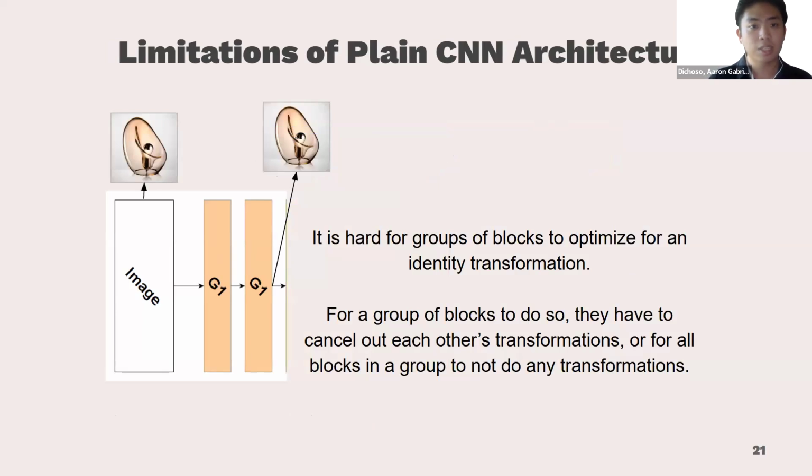However, here comes the first limitation of that architecture. It is hard for groups of blocks to optimize for an identity transformation. Why is that? Well, if you go back to what I said earlier, each of these convolutional neural networks has filters. For you to do an identity operation, the filter of this first convolutional operation needs to be canceled or offset by the other layers inside of this group. That's how you would do an identity operation, right? Either that or both of them result in zero. And those two are actually really hard to do.